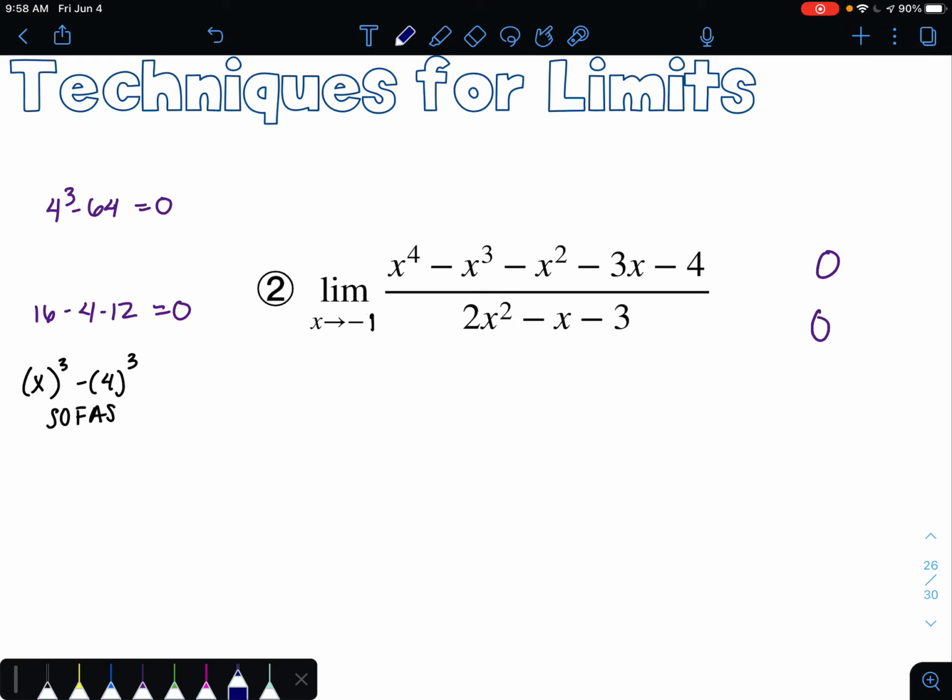factor. So I'm going to factor the denominator first because that seems a little bit more manageable. Okay, just going to put my 0 over 0 off to the side, give myself a little bit more space. So when I want to factor the denominator, right, my a times c value here in my quadratic, 2 times negative 3 is negative 6. Then I want to add up to the negative 1, the b term in the middle. So if I use negative 3 and positive 2, that will work.